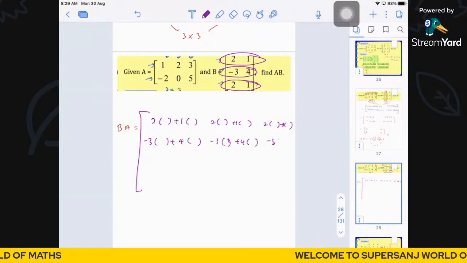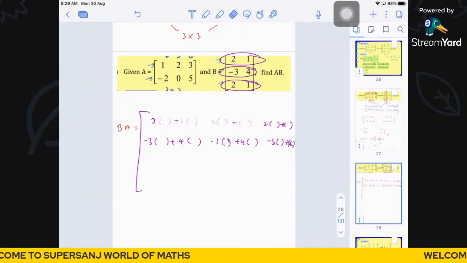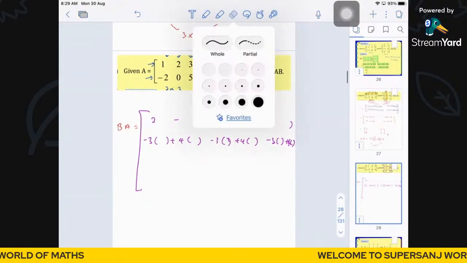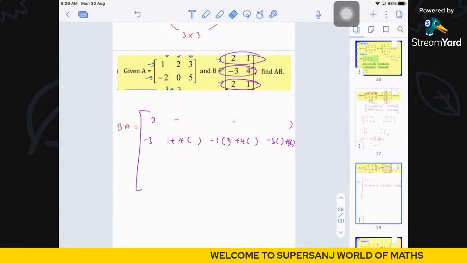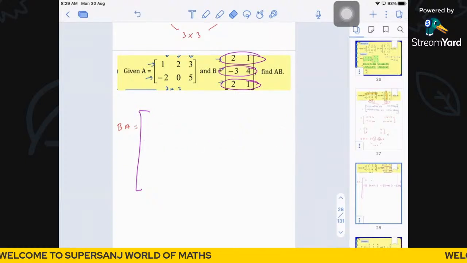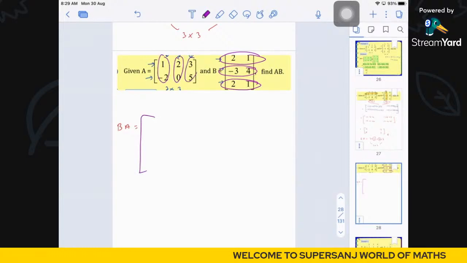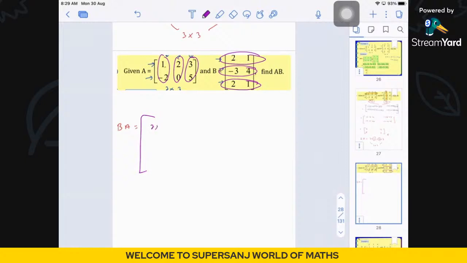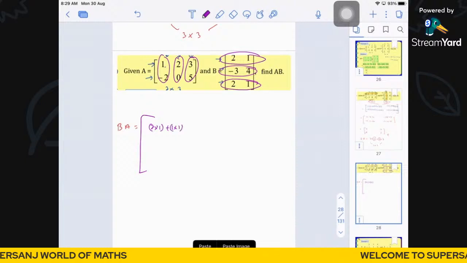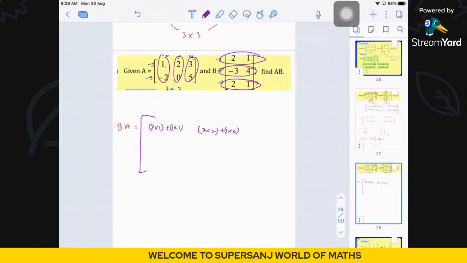Now some people find this easy, but I find this a little bit tedious, a little bit troublesome to write down like that. So what I do is I write down like this. This is your row, this is your columns. So I do 2 times 1 plus 1 times 1. And then after that, the next one there is going to be 2 times 2 plus 1 times 0. The next one there, 2 times 3 plus 1 times 5. 1 times 5, we all know, it's 5. So just write 5.